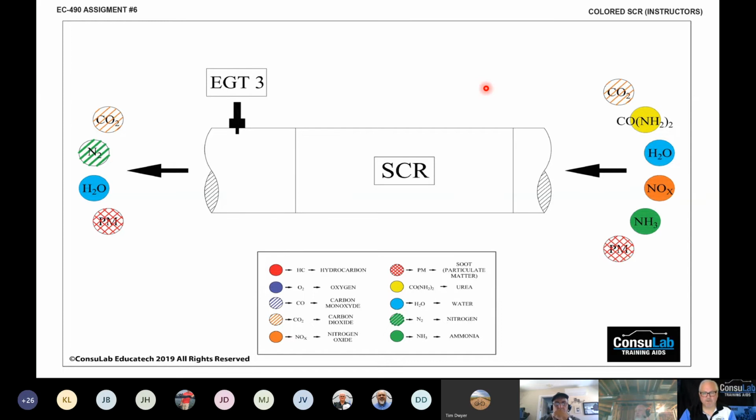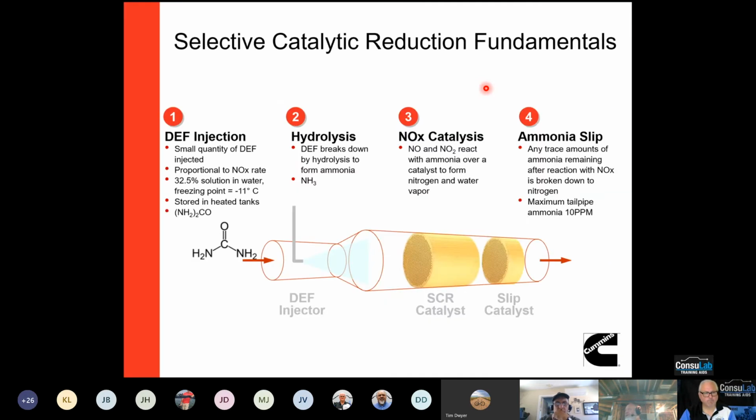So the gases are going to roll through, and this is what's going to happen. You can refer back to this slide later, but I'll give you a chance to read that.